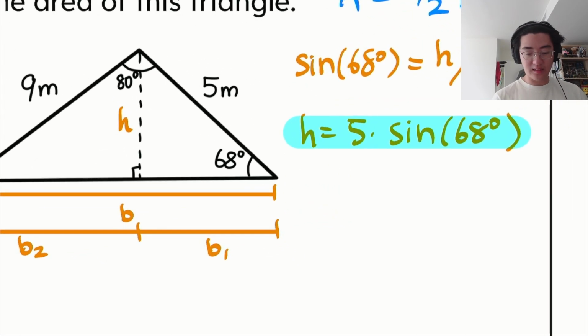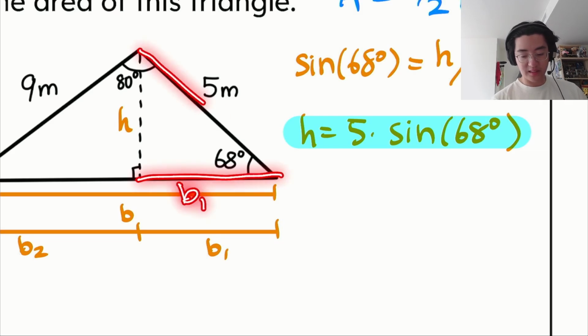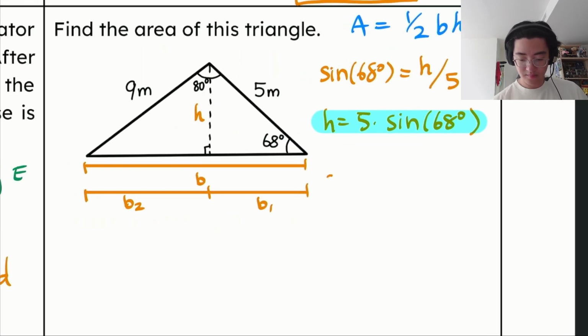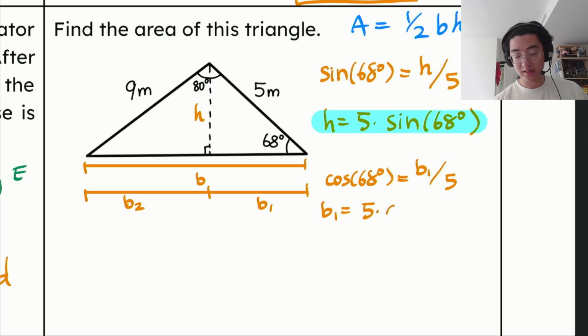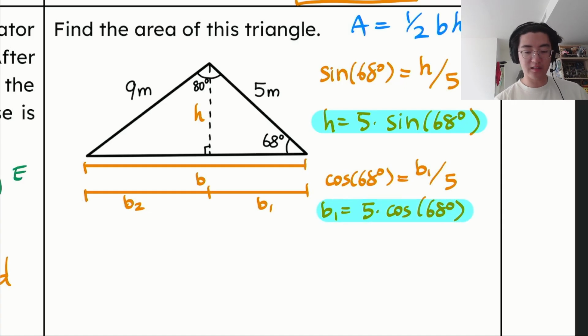Now if you want to find the base of this triangle here, once again we use this angle. This is the hypotenuse and that must be the adjacent. So the first base is just 5 times cosine of 68. The second one's a little different though.